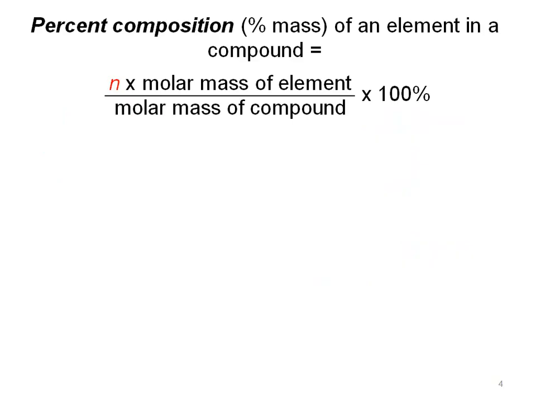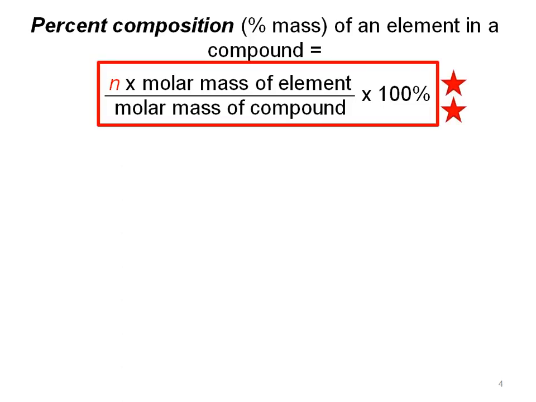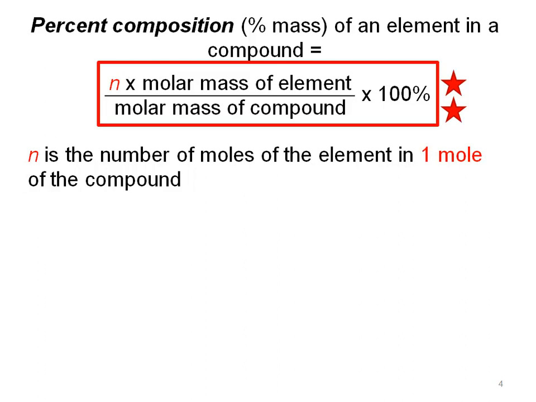One portion of this is when you have a compound like calcium carbonate. The percent composition is the percent mass of an element in a compound. All you need to do is take the amount you have in moles times the molar mass of the element divided by the molar mass of the compound. And just multiply that by 100%, and that gives us what's called the percent composition. N is the number of moles of an element in 1 mole of the compound.